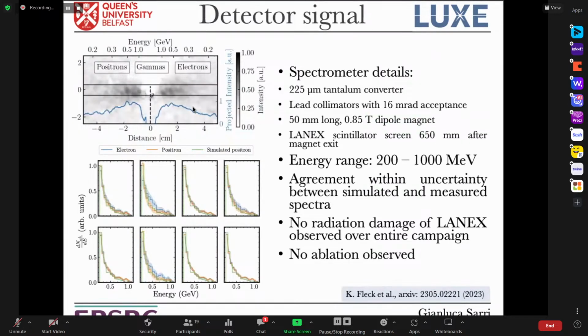So if you background subtract the signal, you get these two regions of signal on either side of the gamma, the positrons and electrons, and of course these should be in principle identical. And these are some example, 8 consecutive shots. These are experimental data of the electron-positron spectra that we measure at the end of the spectrometer.